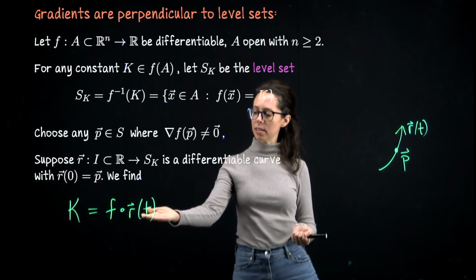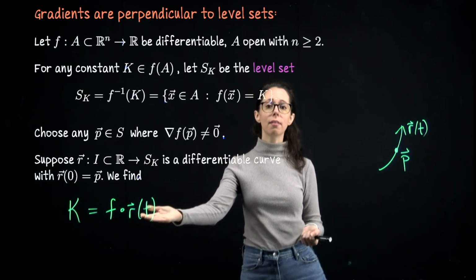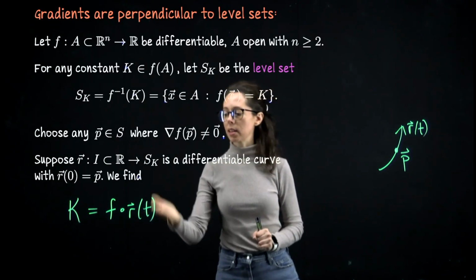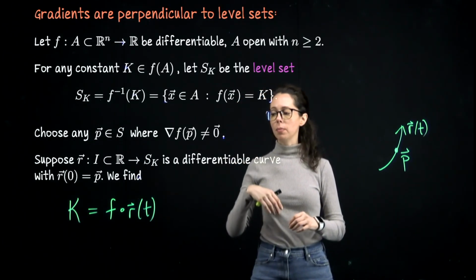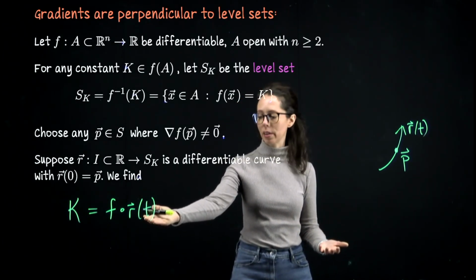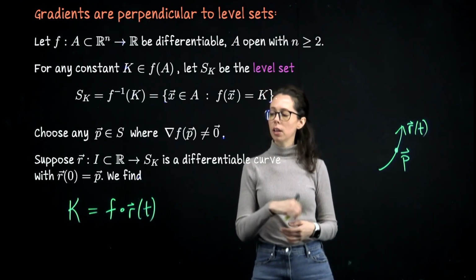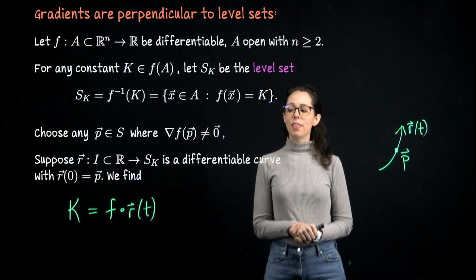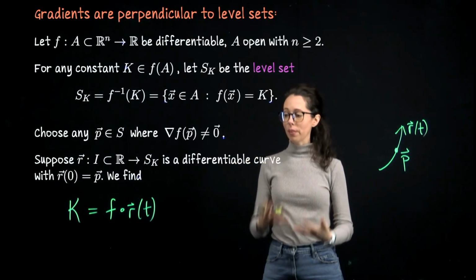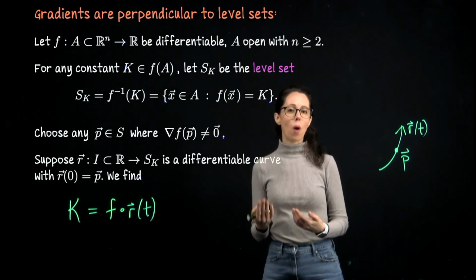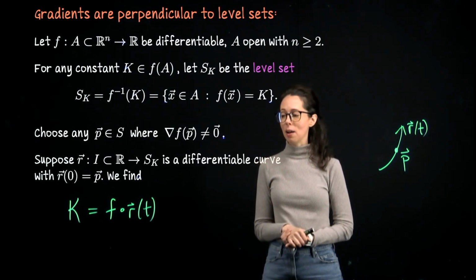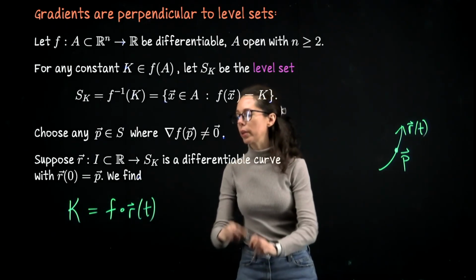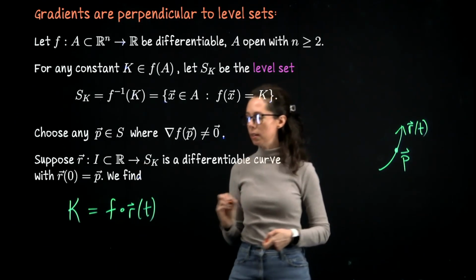Notice here that this is a parametrized curve. It's a function of one variable, and f is a scalar-valued function. So ultimately, this composition is a map from one-dimensional parameter space, you can think of this like t in R, to R. So this is a function with one input and one output. Therefore, its derivative is going to be a one-by-one expression, because this is like differentiating a function of the form y equals f of x. Okay, so what are we going to do? We're going to differentiate both sides of this with respect to t.